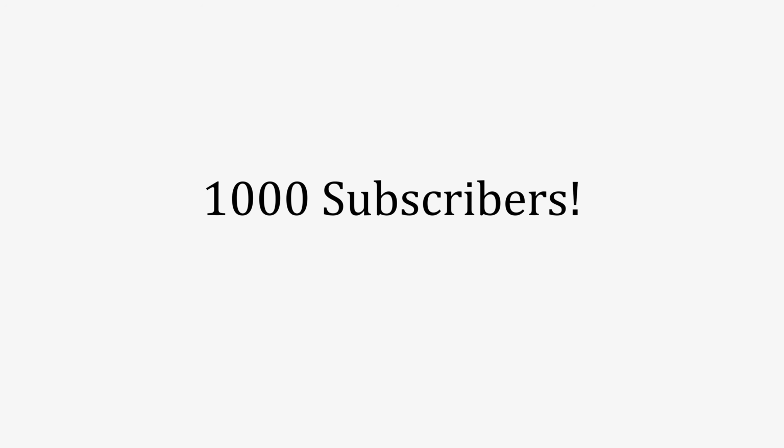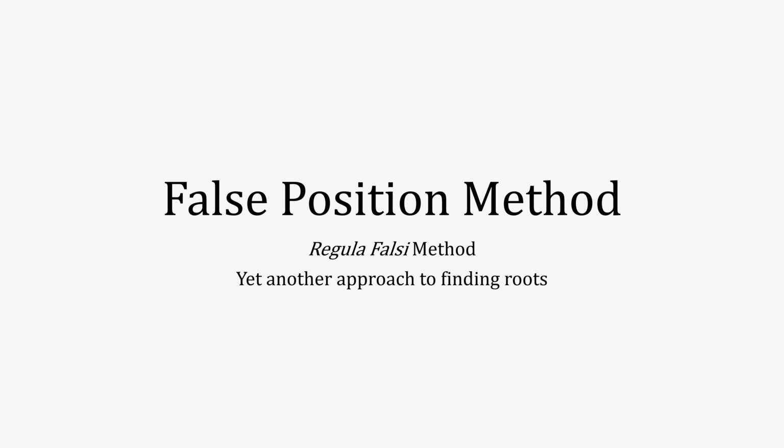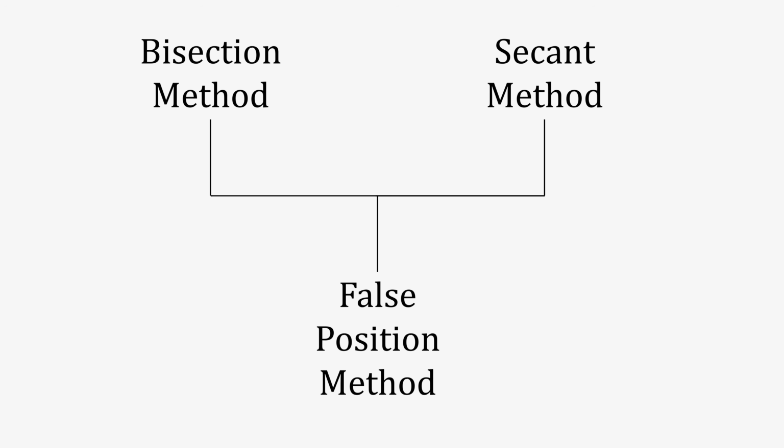I took a break from dissertation writing to make this highly requested video. False position method, also known as Regula Falsi, is yet another approach to finding roots of functions. Imagine if bisection method and secant method had a child. They would call it false position method.